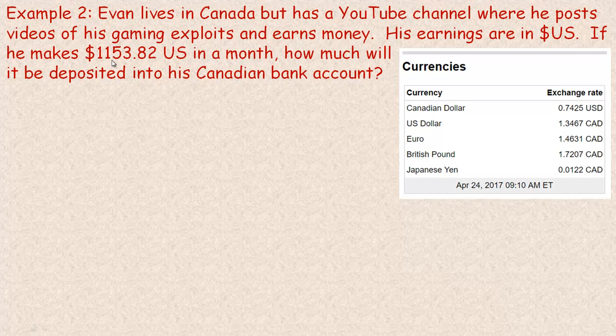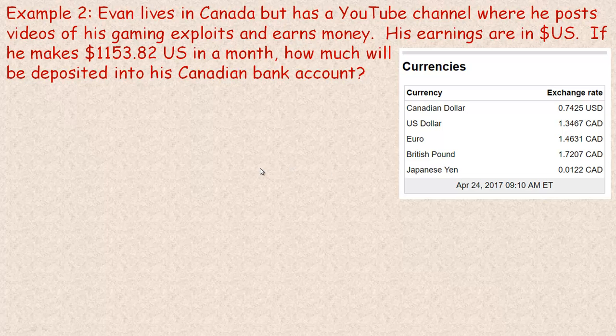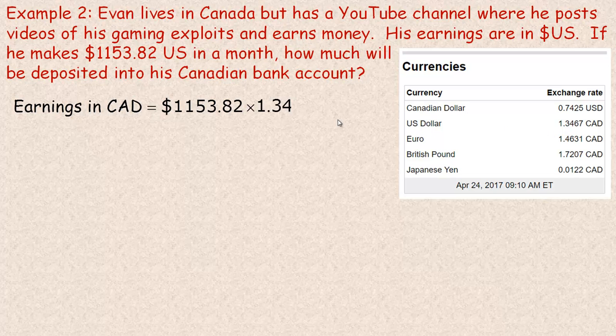He makes $1,153.82 US in a month. I didn't bother to put the D for the dollars because I have the dollar symbol here. So we're asked, how much will be deposited into his Canadian bank account? So what we would do here, to get his earnings in Canadian dollars, we're going to take this $1,153.82, and this is really the same thing we did in the first example. That's in US dollars. We want to go into Canadian dollars. So we multiply it by 1.3467.